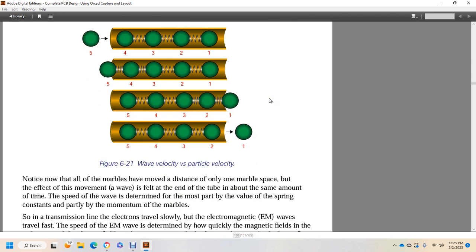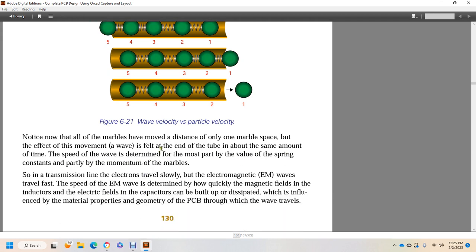Figure 6.1 shows the velocity of the partial velocity. Now, all of the marbles have moved the distance of only one marble, but the effect of the movement, the wave, traveled to the end of the tube in about the same amount of time. The speed of the wave is determined for the most part by the value of the spring constant and the momentum of the marbles. So in a transmission line, the electrons travel slowly while electromagnetic waves travel fast.